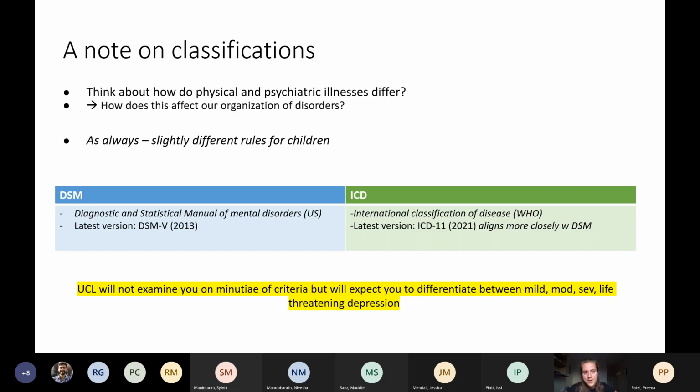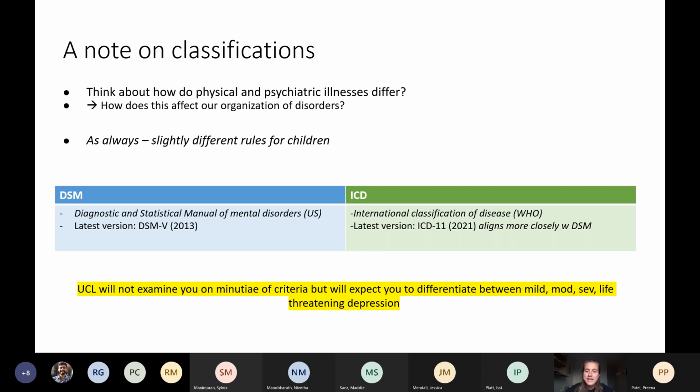So coming to the end, just about classification of disease, because I find this is quite important. If you think about how physical and psychiatric illnesses are different from each other, can you think of any differences? I realize this is quite an abstract question for a Monday evening, but one of the big ones is visibility or tangibility, or can you measure something? Yeah, exactly. That's what I was thinking. You can't measure it.